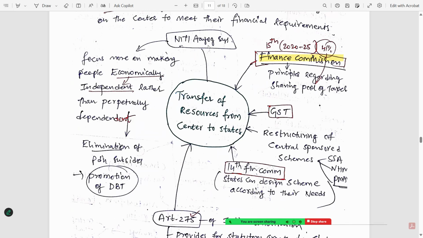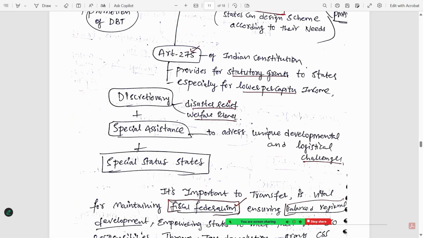So Niti Aayog also says that we should focus more on making people economically independent rather than perpetually dependent. Niti Aayog says that we should not make people perpetually, meaning every time, dependent on the government for money. We should make them economically independent, and the government is doing this through MSMEs and various schemes. So rationalization of the schemes should also be done.